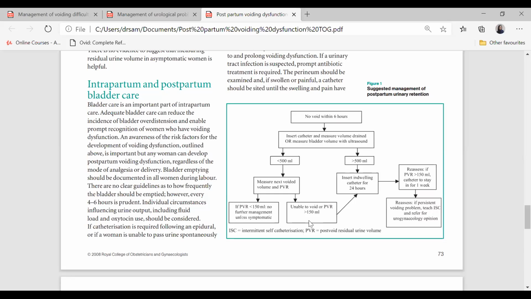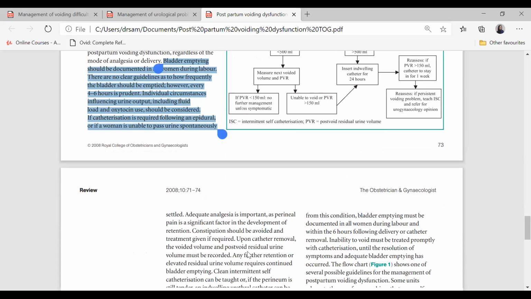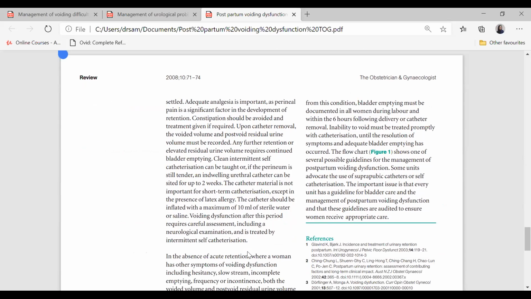And here, look at this statement. After epidural, why is it important to ask about epidural? Bladder emptying should be documented in all women during labor. There is no guideline on how frequently, but every 4 to 6 hours it should be. And after epidural, do you know the importance of asking about epidural? Urinary retention is common after epidural.